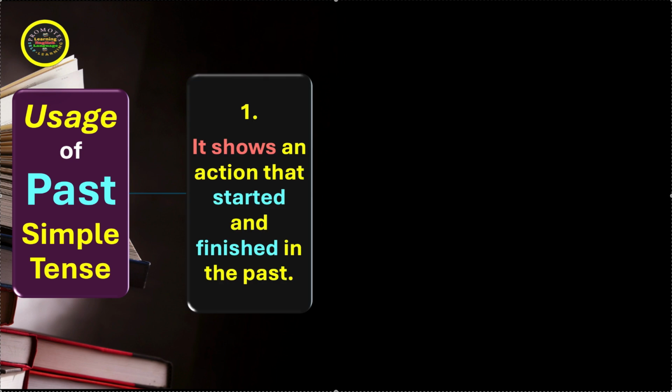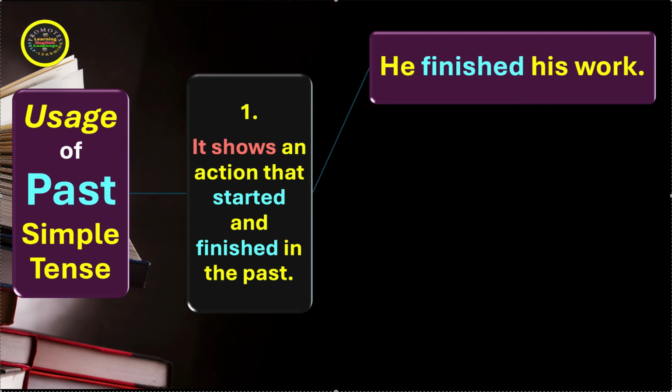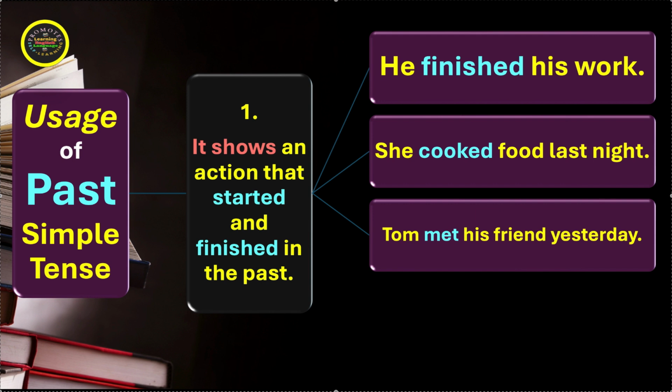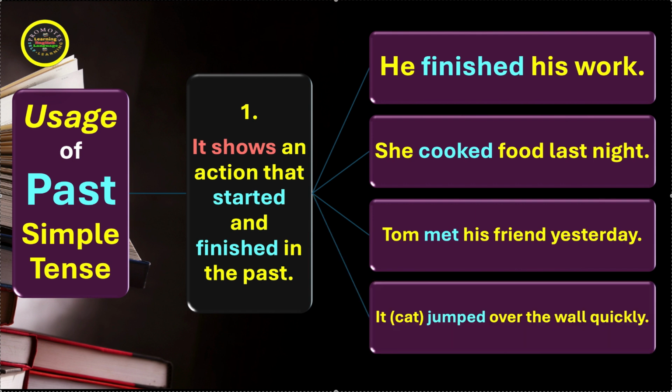Let's see. Number 1, it shows an action that started and finished in the past. For example, he finished his work. The work started in the past and already finished in the past. No trace of it in the present. Likewise, she cooked food last night. Tom met his friend yesterday. It, for cat, jumped over the wall quickly. What we notice in all these sentences is that the actions started in the past and also finished in the past. They have no relevance to the present.